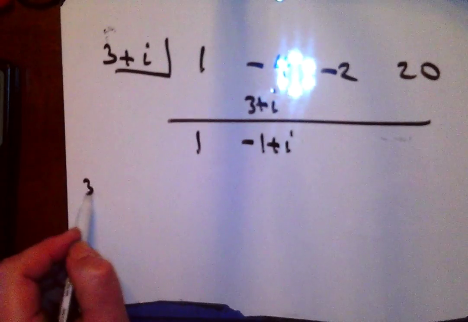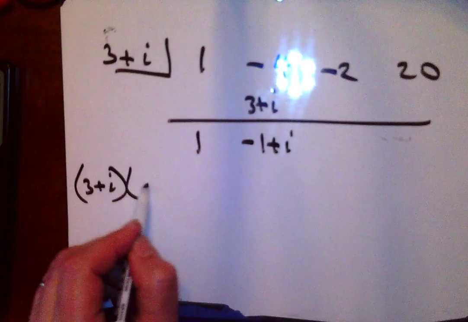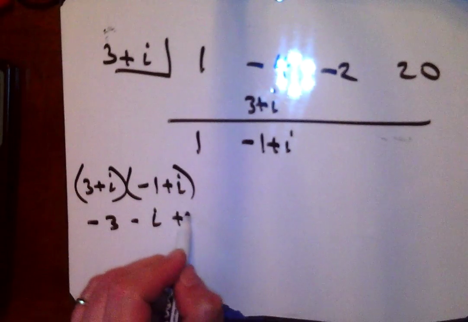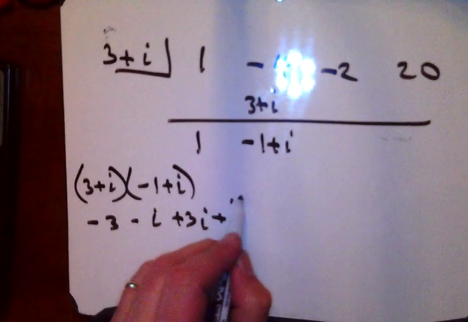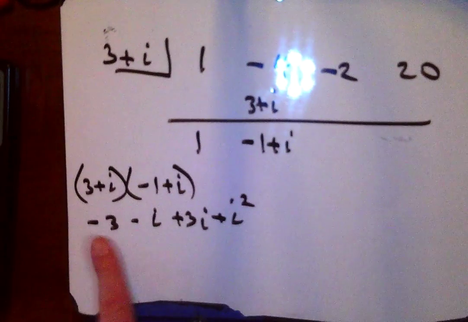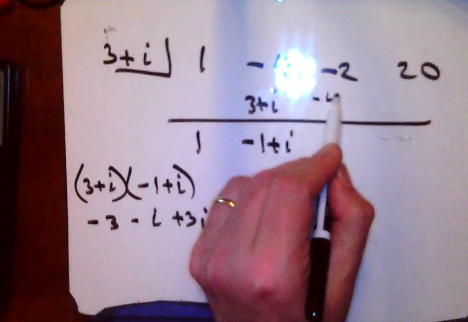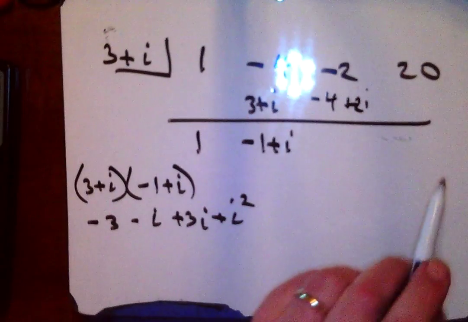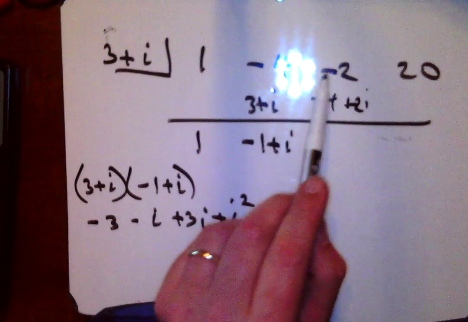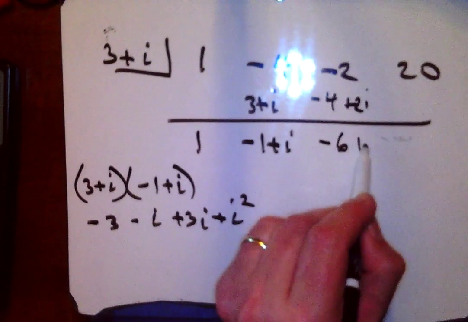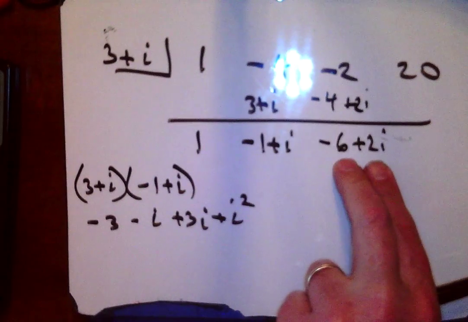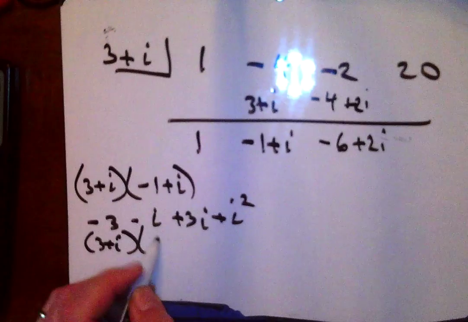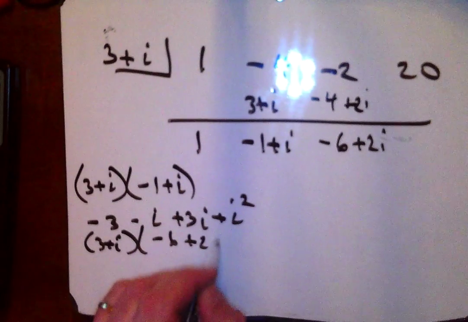Add -1 plus i. Uh-oh, it's FOILing time. 3 plus i times -1 plus i. It's -3 minus i plus 3i plus i squared. i squared is -1 plus -3 is -4, and 3i minus i is 2i. Well, that's interesting. So -2 minus 4 is -6. And so now again I have to take this and FOIL it with that. 3 plus i times -6 plus 2i.